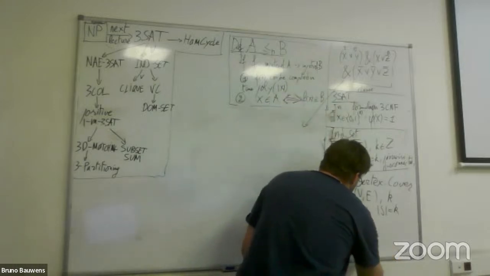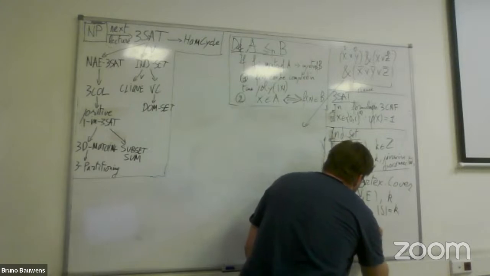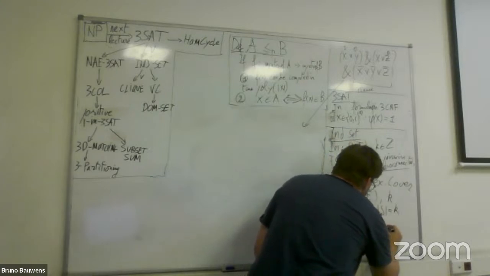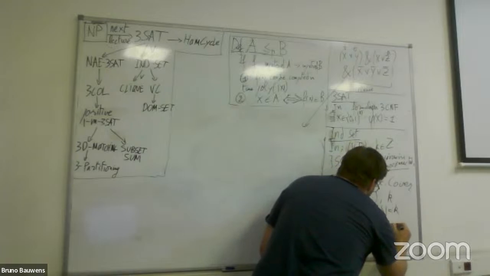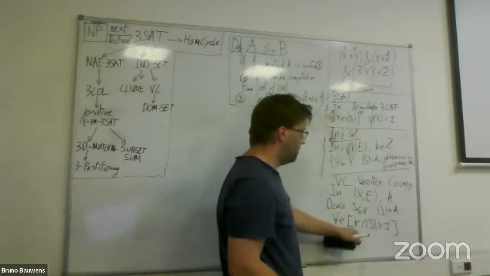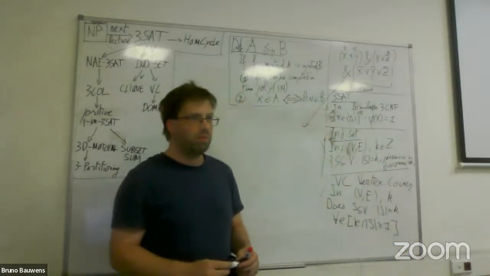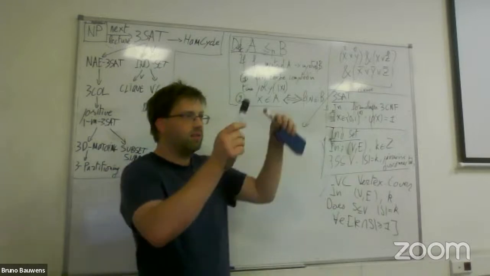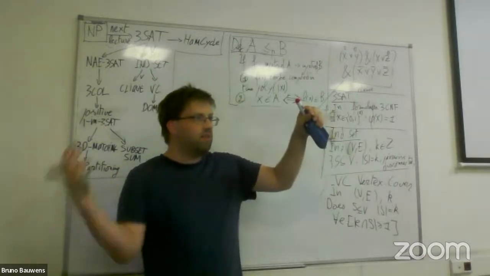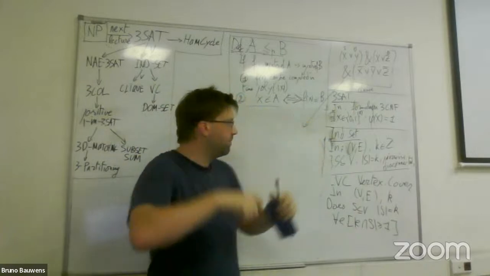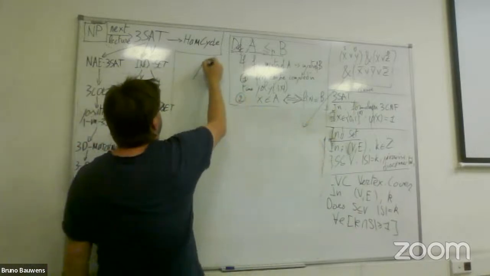Edge intersect S is at least one. So this is how it's written in mathematics, but you understand. You have to select a set of points, and every edge must touch one of these points. So let's do an example again.